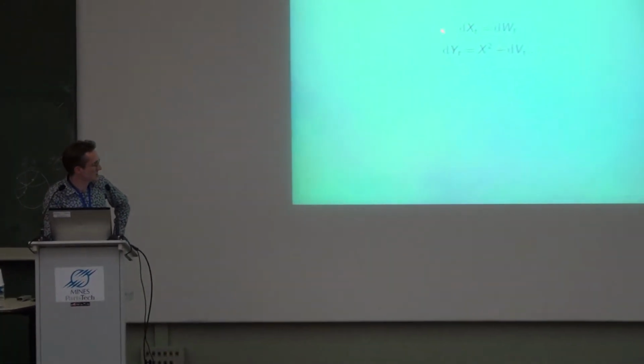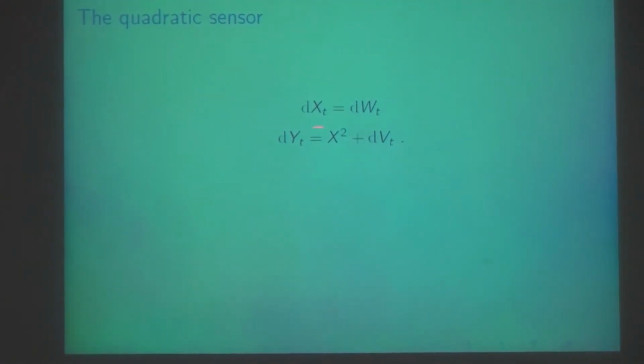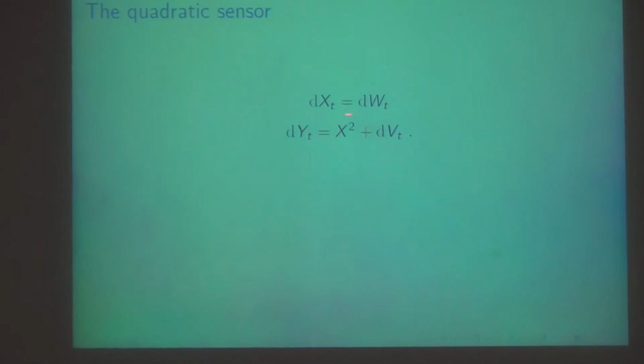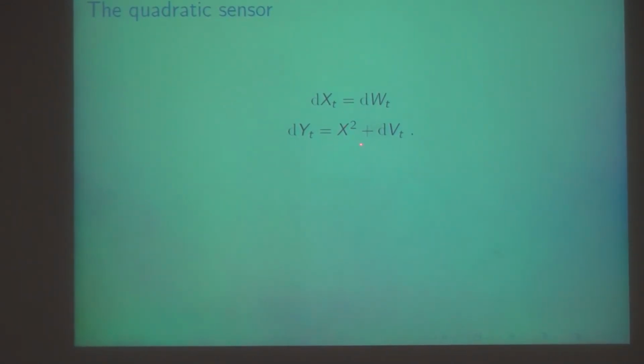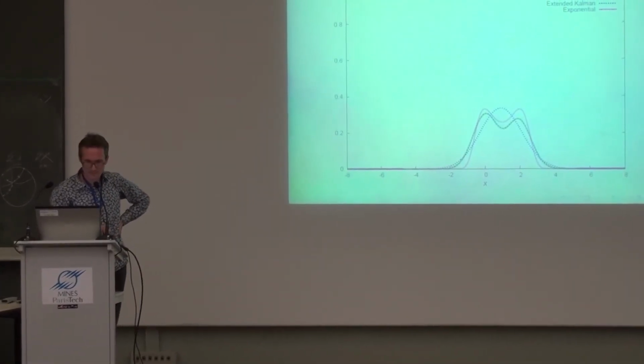Okay, so let's just finish with an example. It's as simple as one can get, a quadratic sensor. So we just have essentially a random walk x, and we measure it, but our measurement isn't linear, it's in x squared, so we only get information on the magnitude of the position, we get no information on the sign. What do we expect? If we know the initial state, we expect that as it goes through the origin, we'll suddenly lose track of the sign. So we expect the probability distribution to become bimodal. That's what we expect. So let's see what happens.